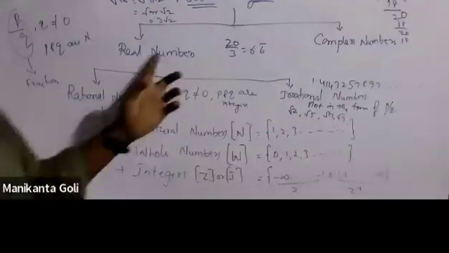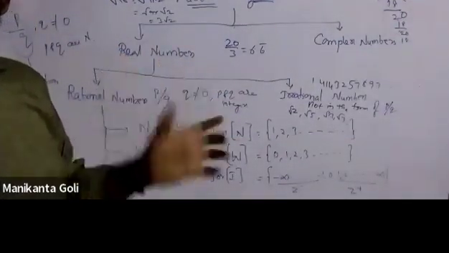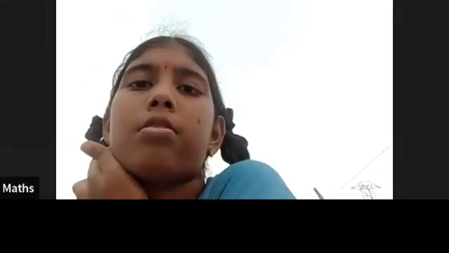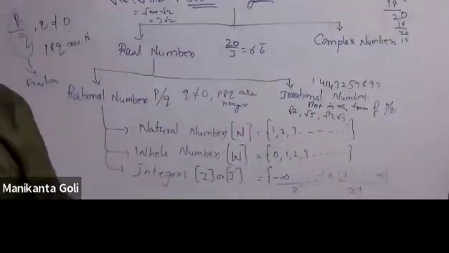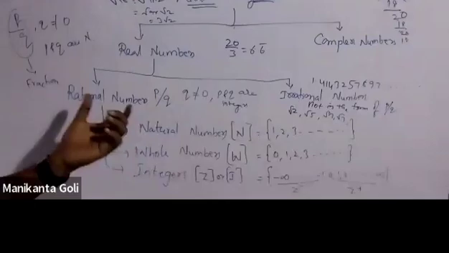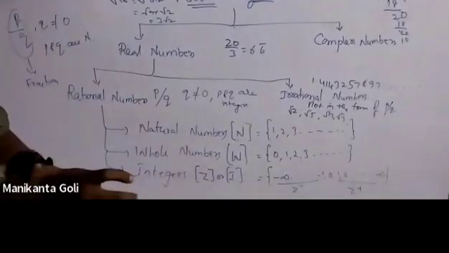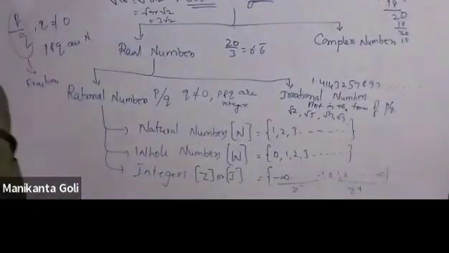Real numbers is a 10th class chapter, so let's leave it now. The combination of rational and irrational numbers is called real numbers. So now we will discuss properties.